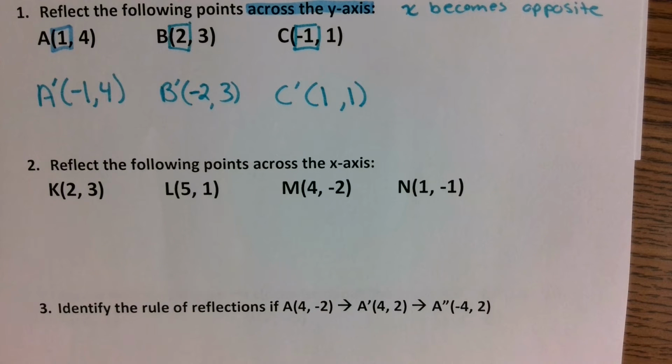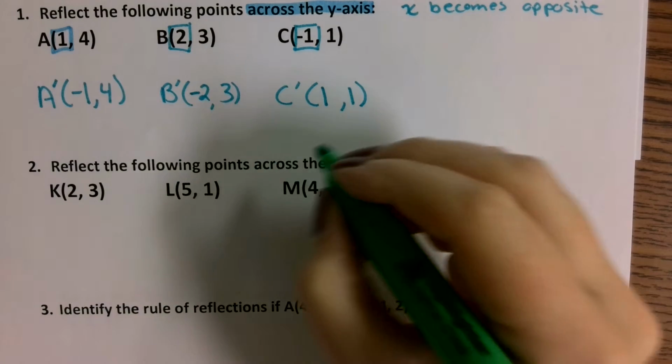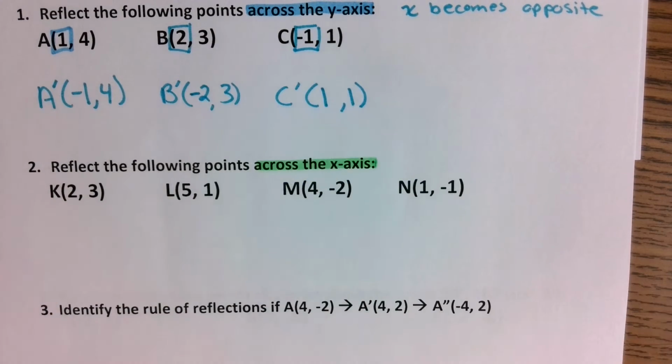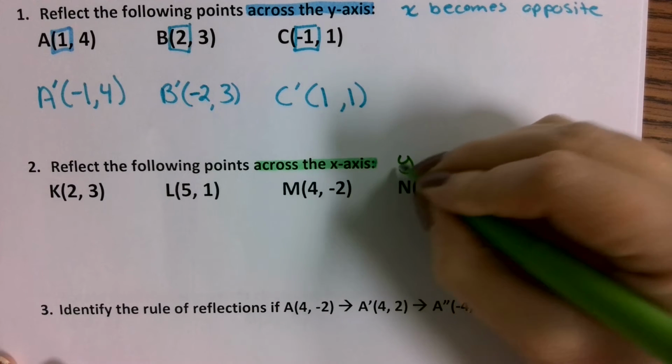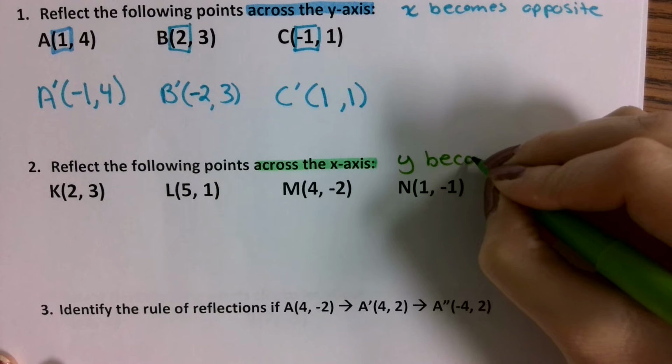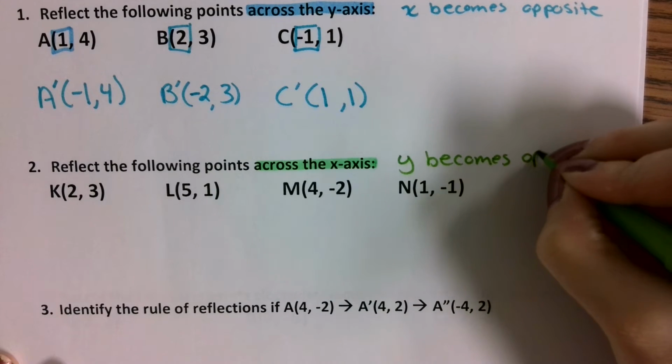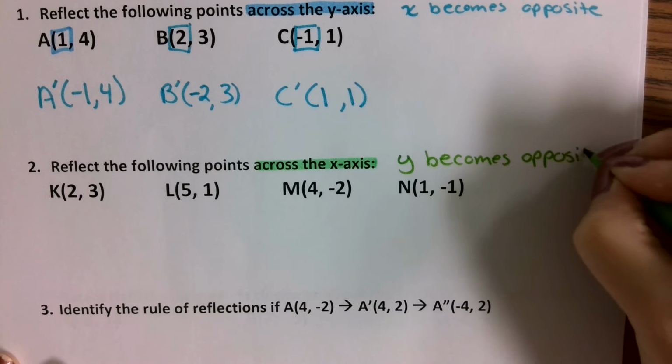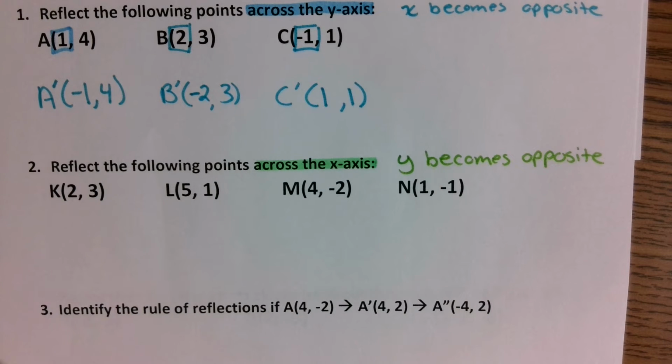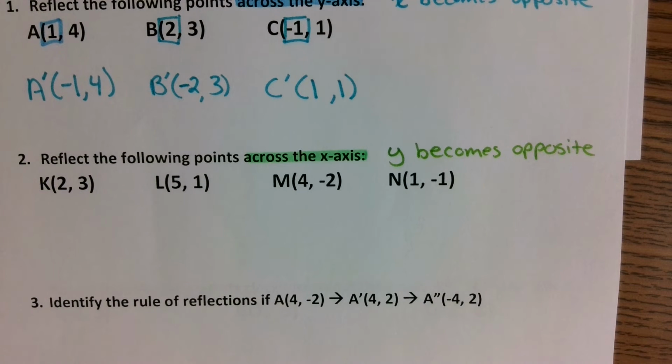All right, problem number 2. We're going to reflect across the x-axis. So again, if we are doing a reflection across the x-axis, then that means only the y-coordinate is going to have a change. Just the y is going to become the opposite. So I don't think I need to do an example of this one. I think you can do all 4 of those on your own right now.